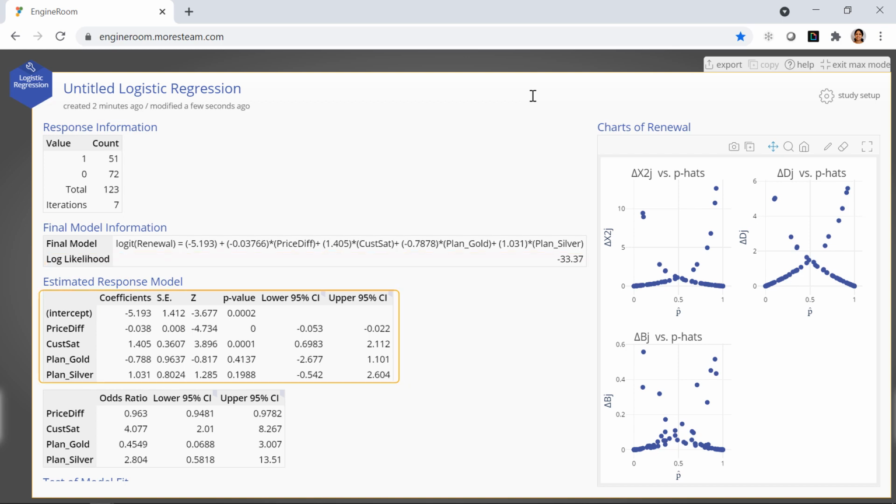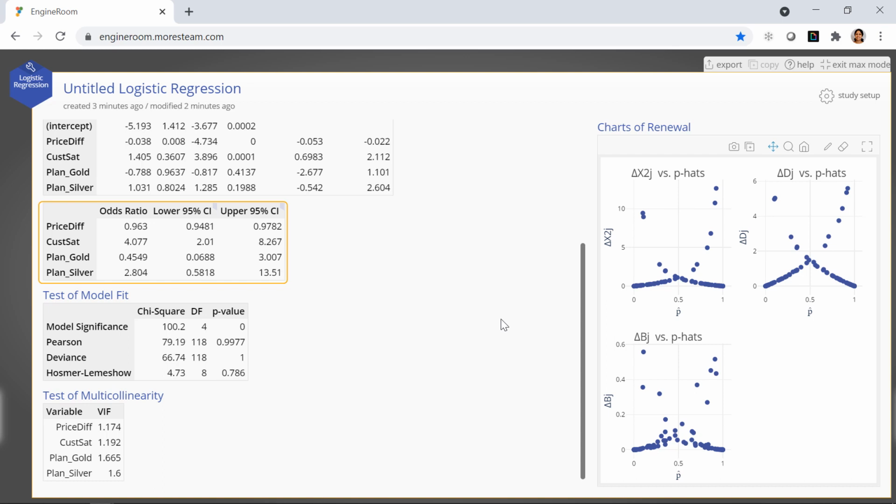The estimated response model table shows the regression coefficients for the terms in the model along with the standard errors, z-test statistics, p-values, and the lower and upper confidence interval limits. We see that price differential and customer satisfaction with low p-values are significant, while the plan type is not. However, let's retain plan in the model in order to predict renewals for each plan type.